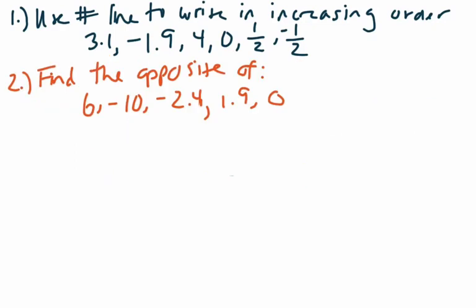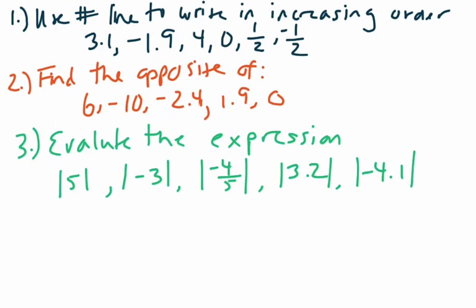Next bank of problems is find the opposite of. So the opposite of 6 is negative 6. The opposite of negative 10 is positive 10. The opposite of negative 2.4 is positive 2.4. The opposite of 1.9 is negative 1.9. And the opposite of 0 is 0. So again, check your answers there. Opposite means like flipping the sign. Think opposite sides of the 0.